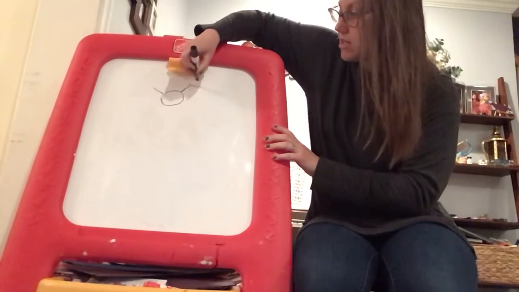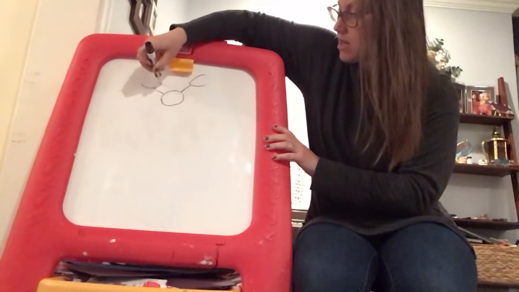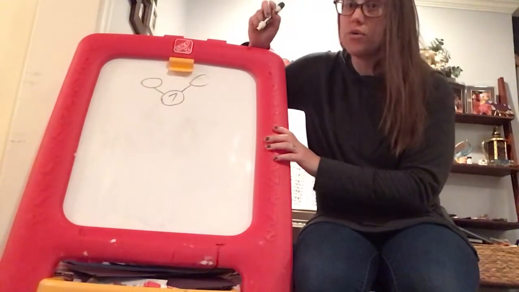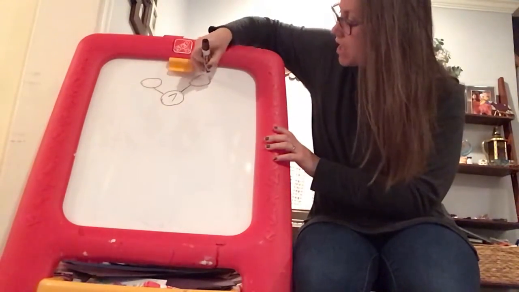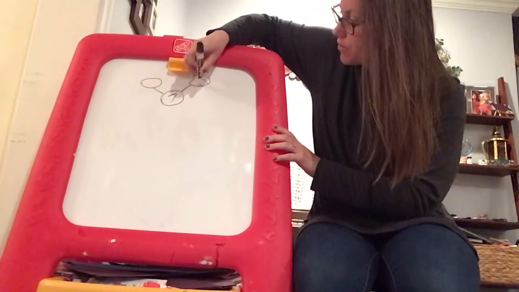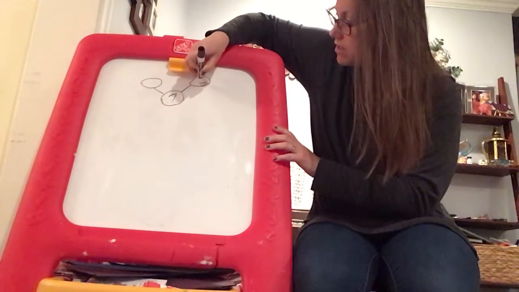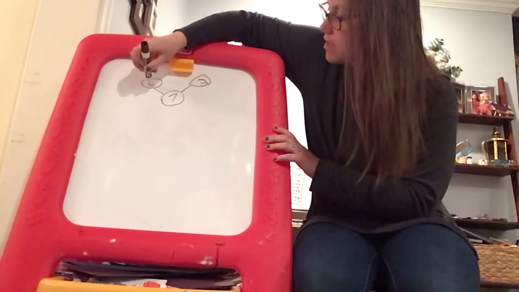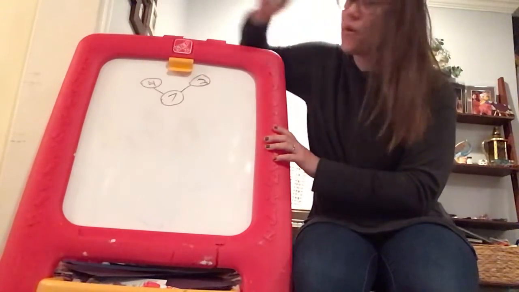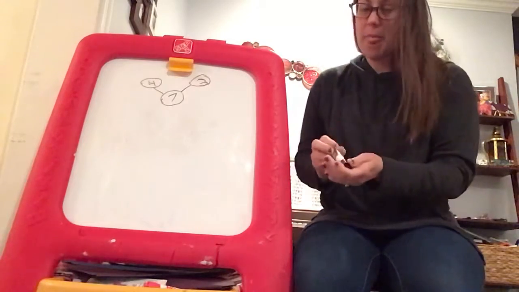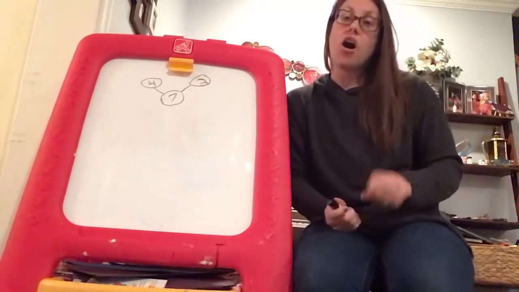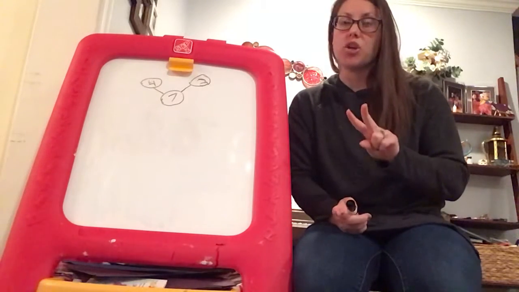I'm going to start off with 7 as the whole number, 3 as one of the parts, and 4 as the other part. So what we start with are the two addition equations.